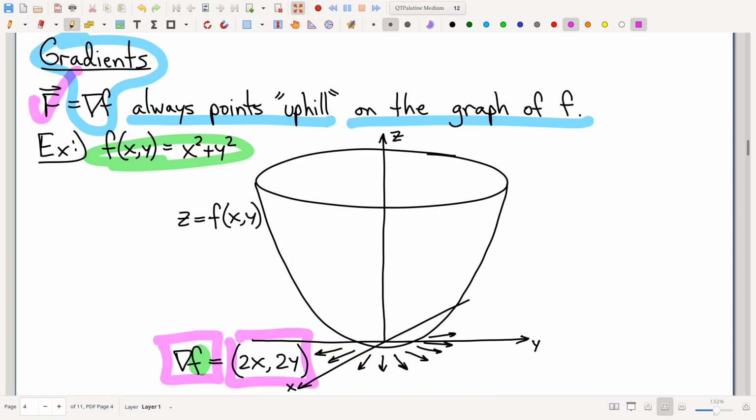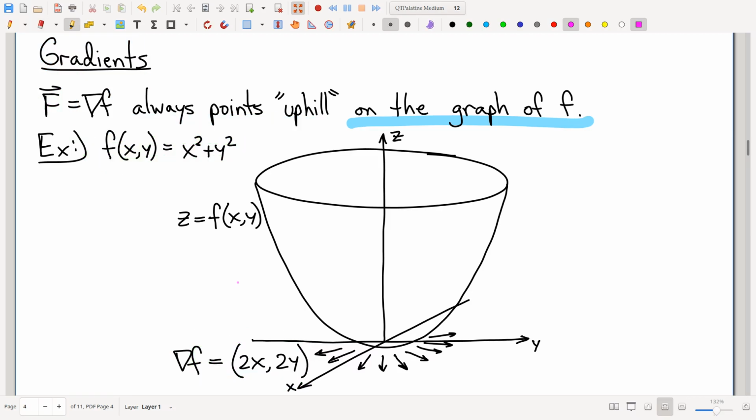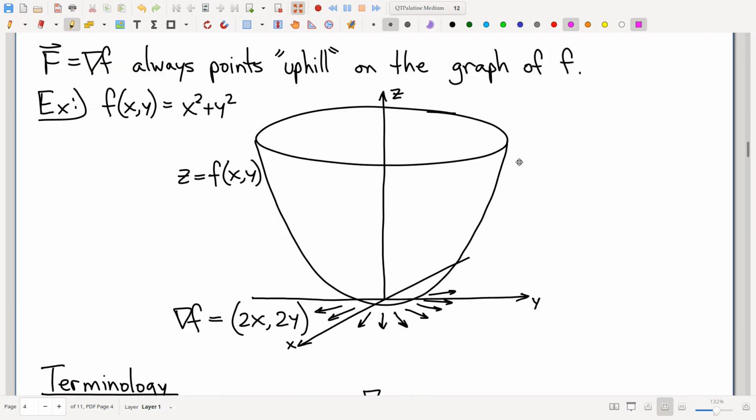Now, again, there's nothing really particularly new here. It's a new take on this object that we've already studied quite a bit. Okay, so that just needs to get pointed out. All right. Now let's talk about terminology.